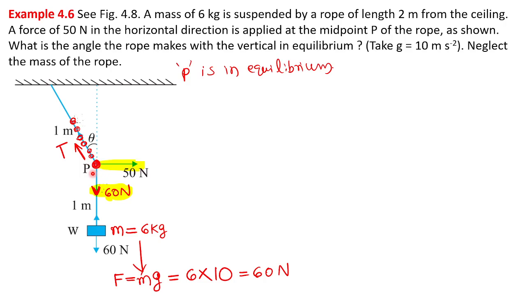Okay. So the tension will be there. The tension we have no idea, so some backward force is there which prevents the point P from escaping from the rope. So there are three forces acting simultaneously: 50 Newton towards right, 60 Newton due to the weight of the body, and tension. If the tension is not there, P will be separated. So tension will definitely be there.